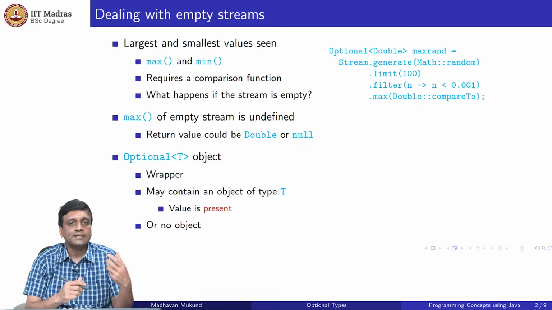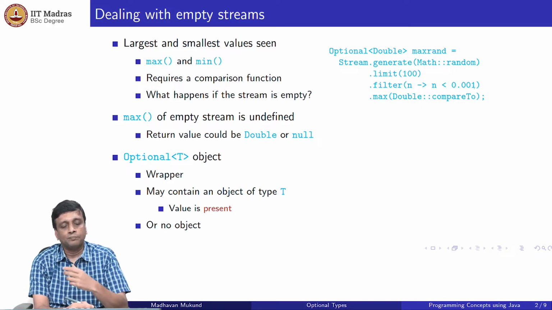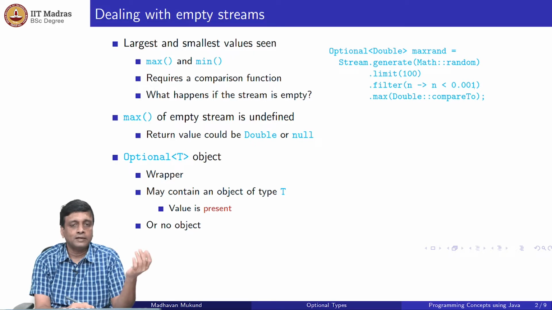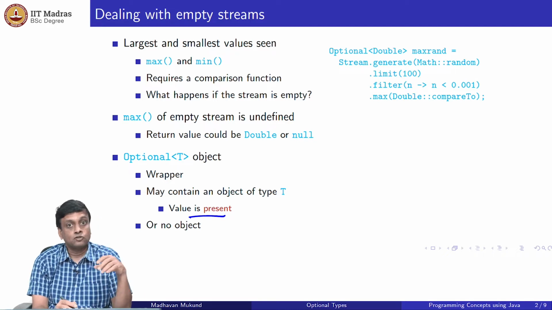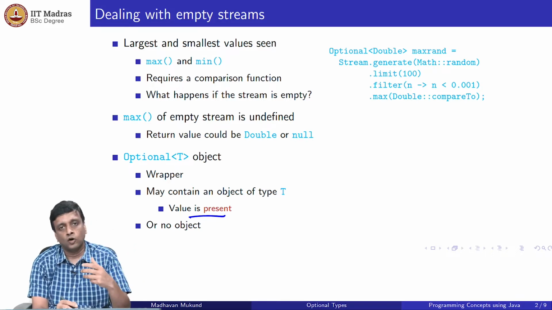When I say that something is of type Optional T, there are two possibilities. The default, normal possibility is that there is actually a value of type T. In this case, we say that the value is present. But it's also possible that there is no value of type T, so it's an empty box. That empty box is different from a null pointer. It's not a null pointer, it's an empty box. So we say that it is empty, so there is no object. Either there is an object or there is no object. What we will see now is how to deal with these things.